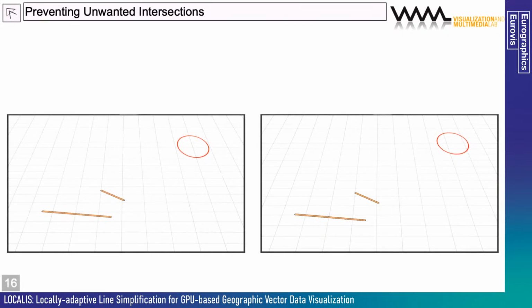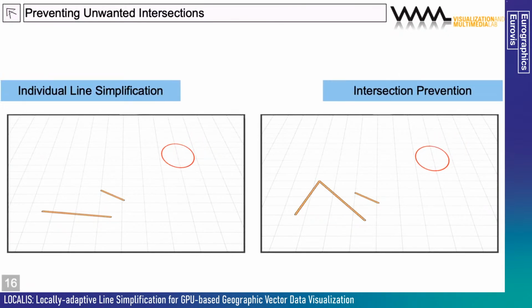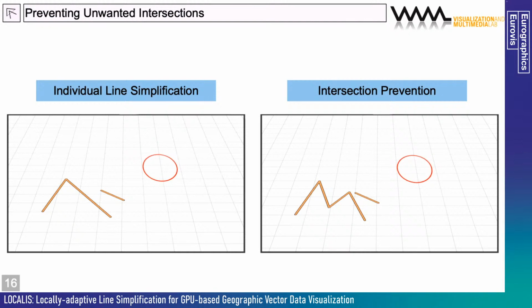These two examples show the unwanted intersections that can happen on the left and how Localis prevents them on the right.